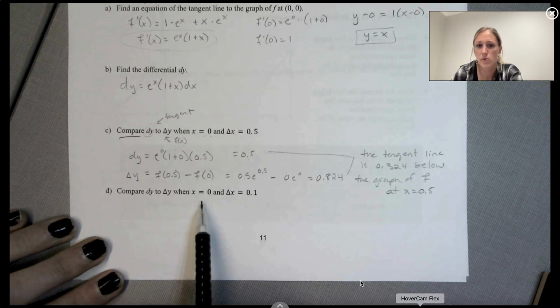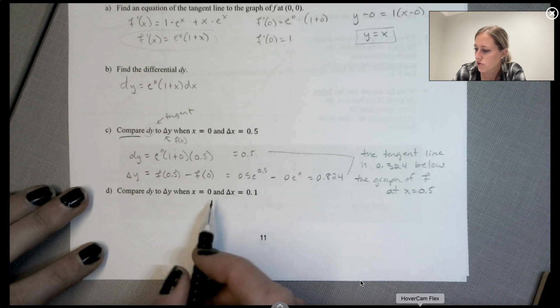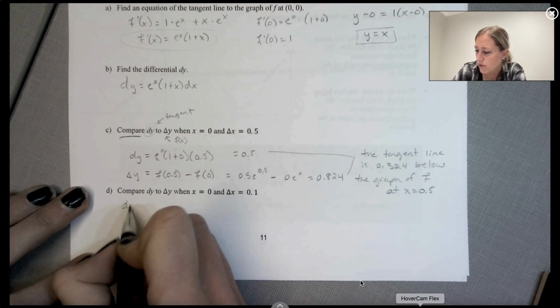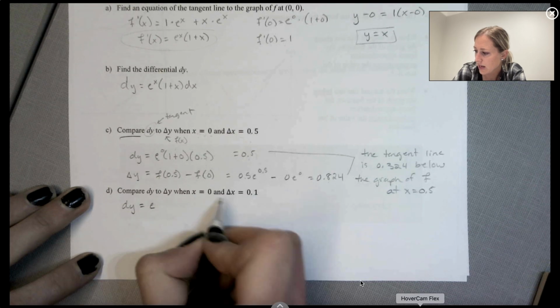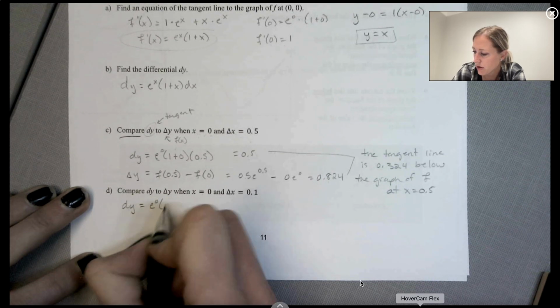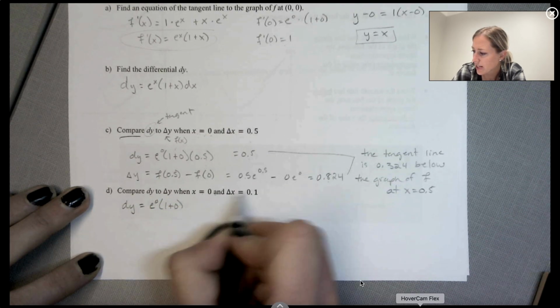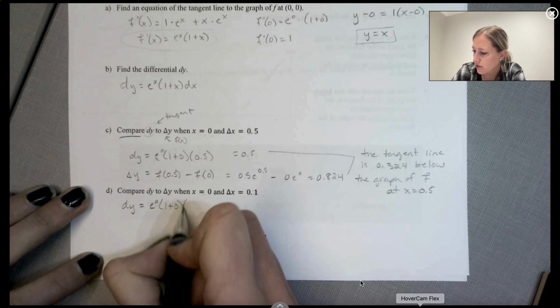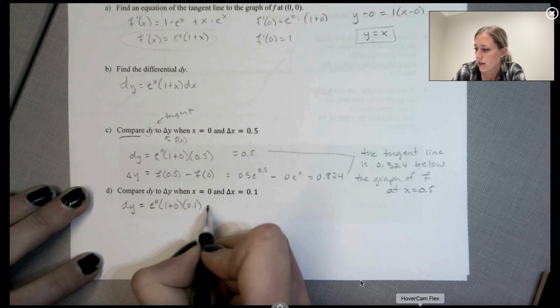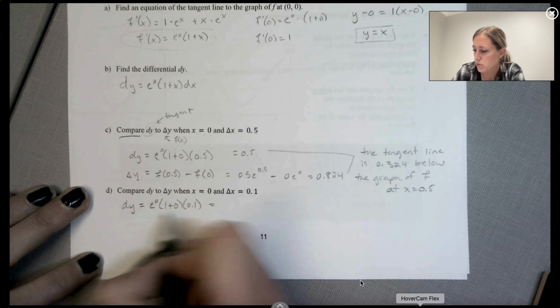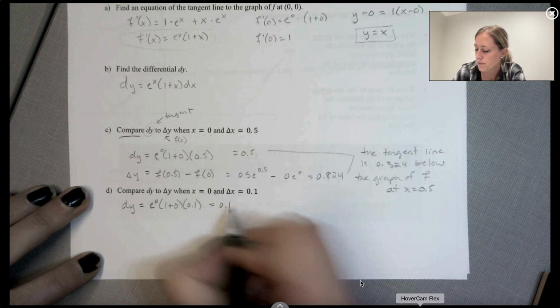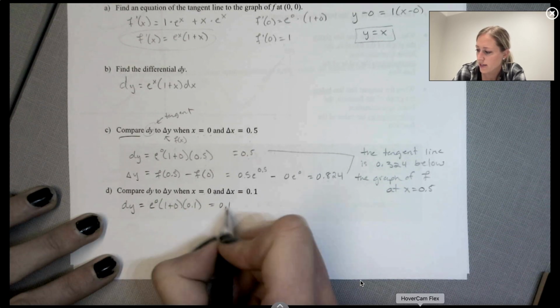Okay, so we're going to do the same thing, but we're going to pick some different x values. So the first part, same thing, we'll find dy. So we're going to plug in x is 0. And then our change in x, so from here to here, the change is 0.1. Okay, so again, this all just happens to be 1, so 1 times 0.1 is 0.1. So our dy is 0.1.